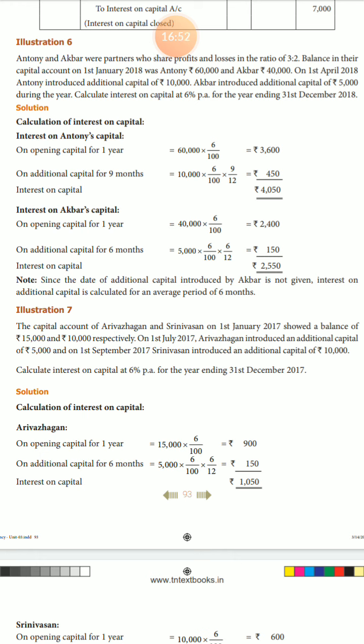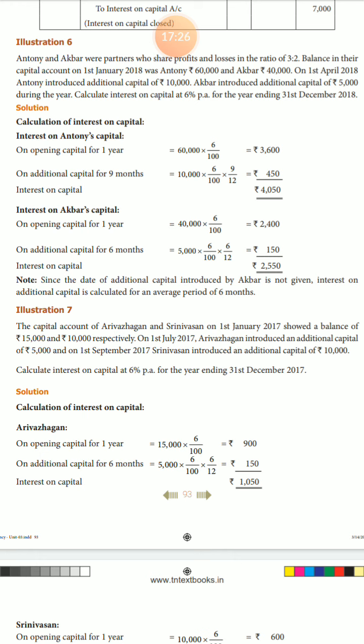Okay students, first you start the solution, calculating interest on capital. Interest on capital is how much? 6%. First you write the formula one time. Interest on capital equals the amount of capital into rate of interest into period of interest.